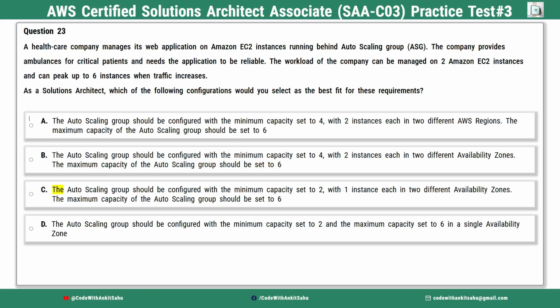Option C. The auto scaling group should be configured with the minimum capacity set to 2, with 1 instance each in 2 different availability zones. The maximum capacity of the auto scaling group should be set to 6. Option D. The auto scaling group should be configured with the minimum capacity set to 2 and the maximum capacity set to 6 in a single availability zone.